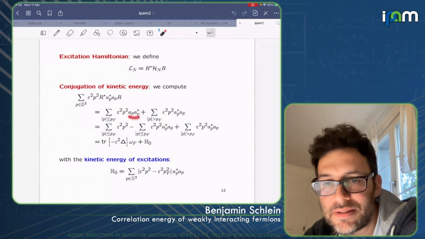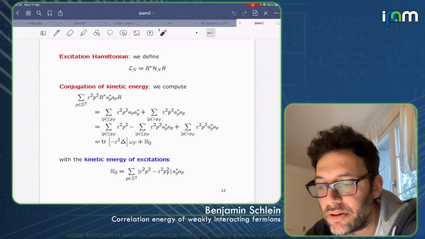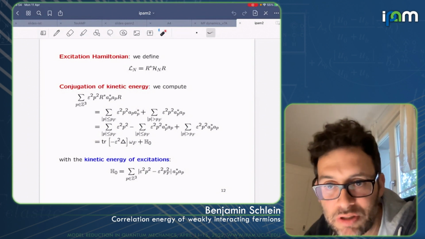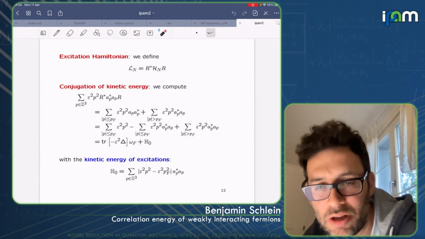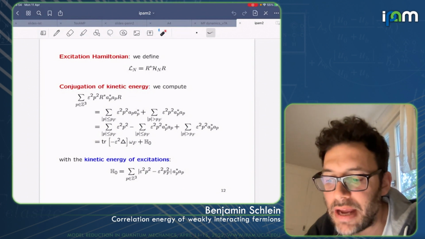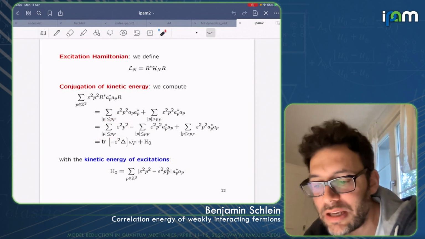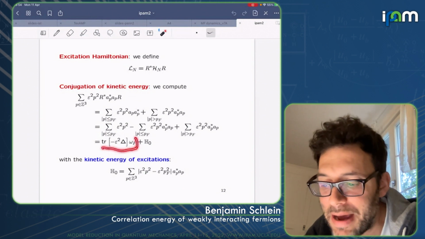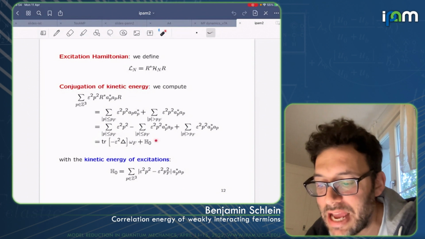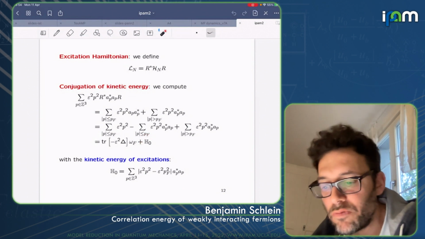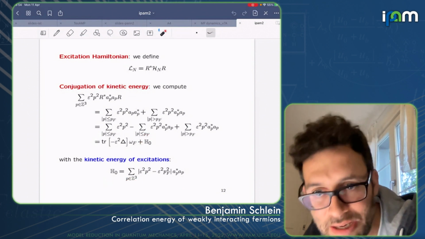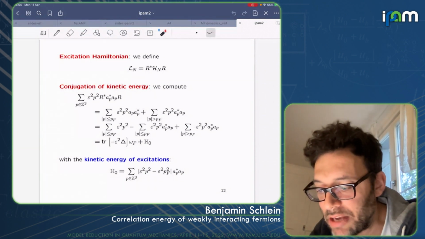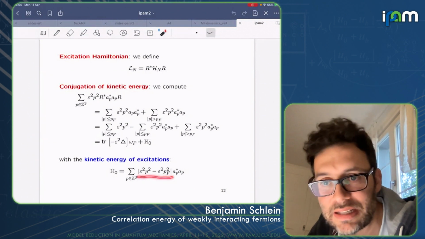Good, so now you have this term here. You want to put it back in normal order, so you want to move a star in front of the a. If you do it, using the canonical anti-commutation relation, you get an extra contribution, which is exactly the kinetic energy of a Fermi sea, okay? And apart from this kinetic energy of a Fermi sea, what is left is this operator H0, which is the energy of the excitations of the Fermi sea. And that's how you measure the kinetic energy of this excitation, right?